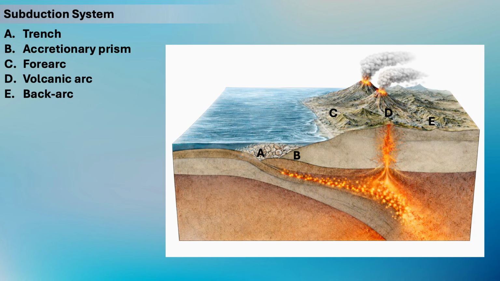In subduction zones, extension occurs behind the volcanic arc, forming a back arc region. This can happen when the subducting slab rolls backward, creating space in the overriding plate. In oceanic settings, back arc extension can even lead to the formation of a new seafloor.